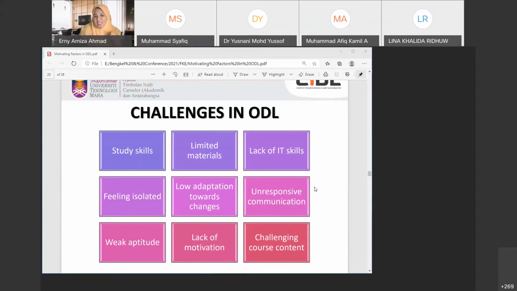Betul tak? Ke ada lagi yang Madam tertinggal? Sebab ada lagi banyak. But then dari segi psychological, ini adalah antara the main challenge in ODL. Right? Betul tak? Kalau ada, sekejap lagi tolong voice up. Kalau ada masalah lain, boleh letak dalam ruangan chat. Madam akan tengok nanti, kalau boleh respon, Madam akan respon. If not, nanti kita akan jawab masa Q&A sessions.